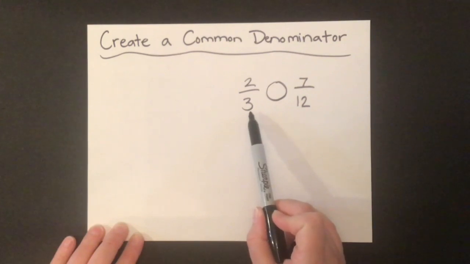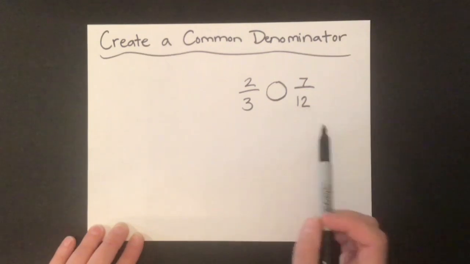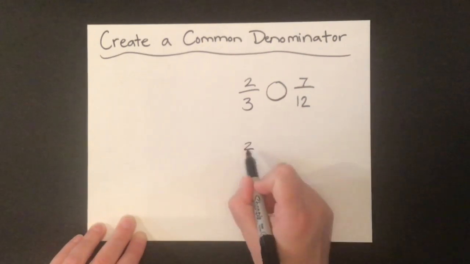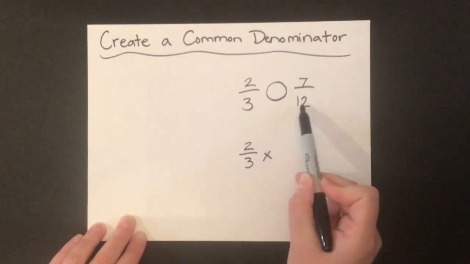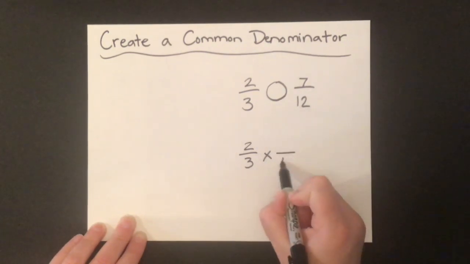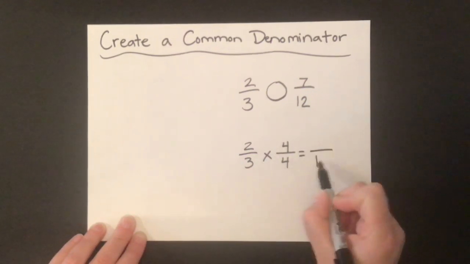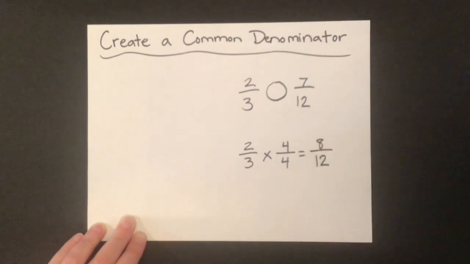When I look at the denominators, I know that 3 times 4 equals 12. So I'm going to make an equivalent fraction to 2/3. Three times 4 equals 12, so we'll go ahead and multiply by 4/4. That will get us the common denominator of 12.